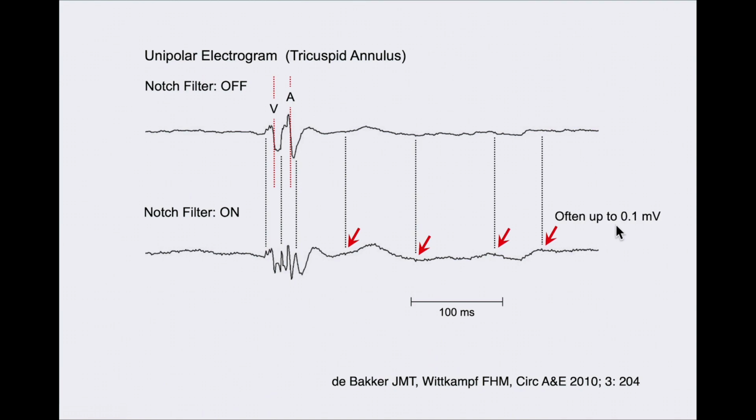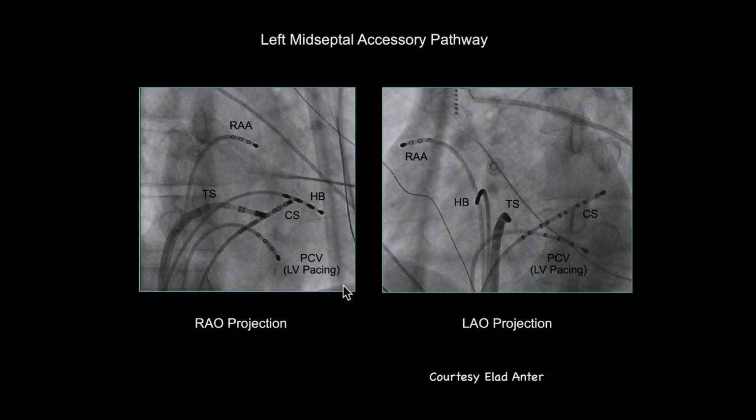They were often as large as 1/10 of a millivolt. And this is larger than many of the isolated late potentials that we look for when we're doing substrate mapping in a ventricular scar. So the artifacts would look like isolated late potentials. So you can't use a notch filter if you're going to be doing substrate mapping. And I'll show you another problem with the notch filter in this particular case. So here was a left mid-septal accessory pathway that Elad Anter and I were mapping.